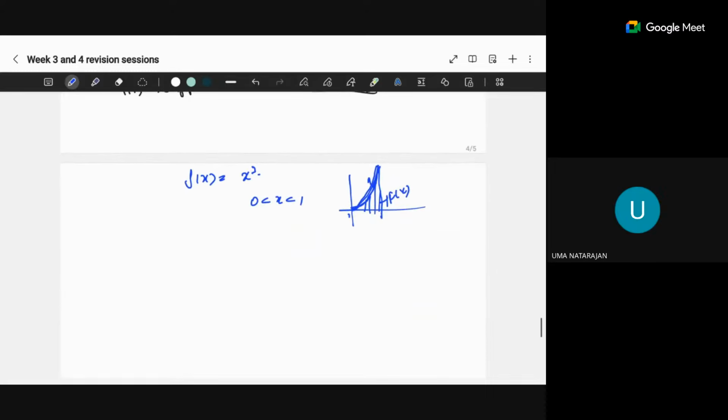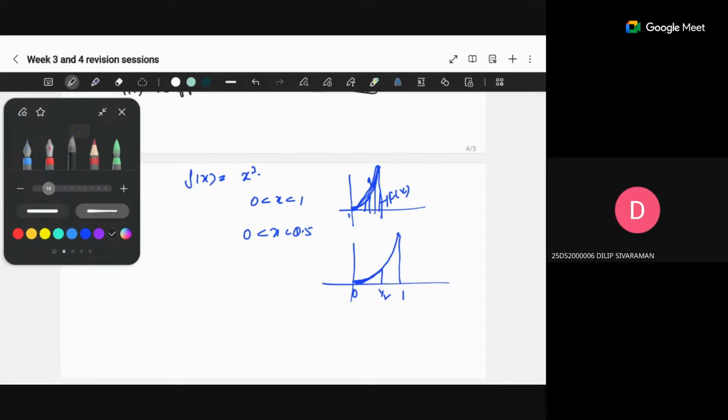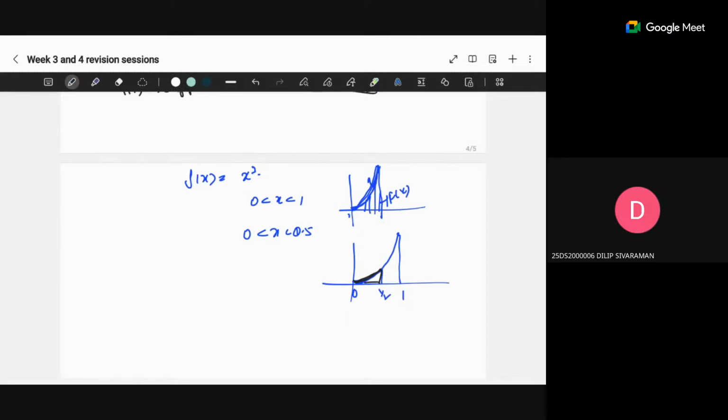So if I need to find out the probability from x to 0.5, what will it be? This is my graph. This is 1/2, this is 1, and this is 0. So basically I need to find out the area under this curve, right? That's what you integrate and find out always, no? Yes, I'm finding out this part, the area under this curve.